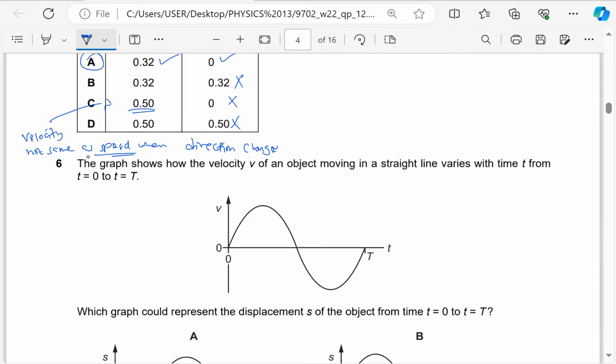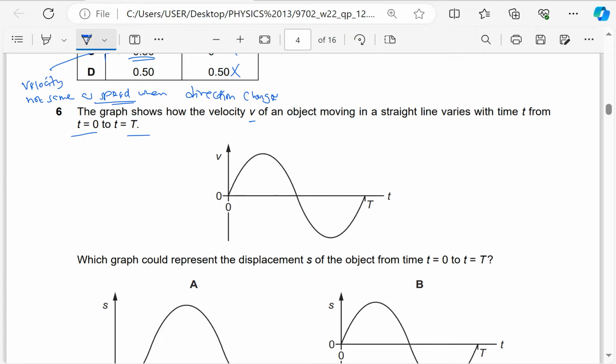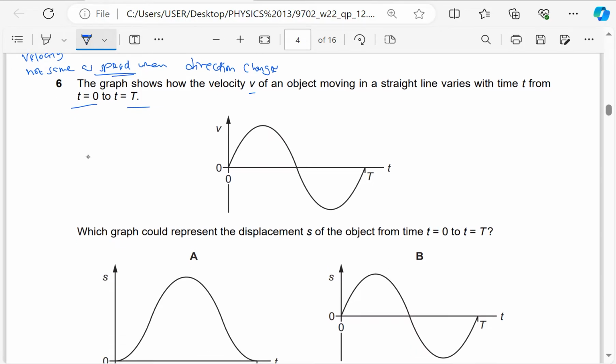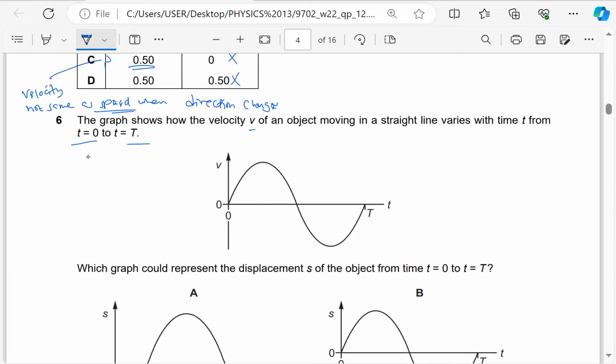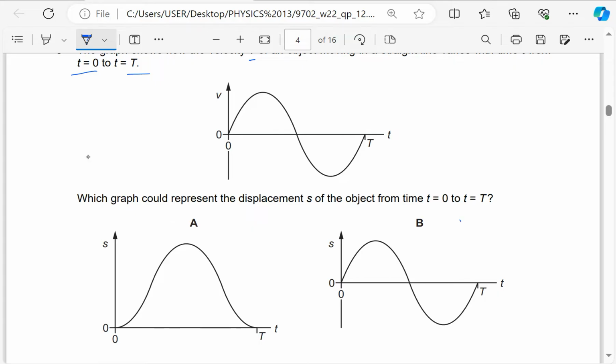The graph shows how the velocity v of an object moving in a straight line varies with the time t from t equals 0 to t equals capital T. Which graph could represent the displacement s of the object from t equals 0 to t equals capital T? Remember, the gradient of a displacement time graph is the velocity. So the gradient here is going to be the velocity.